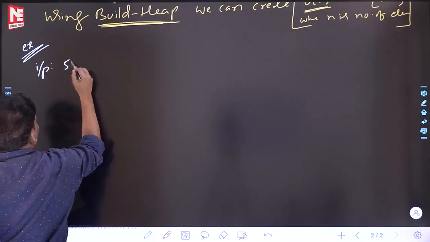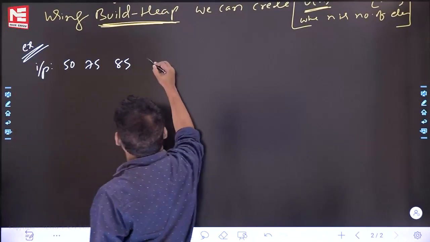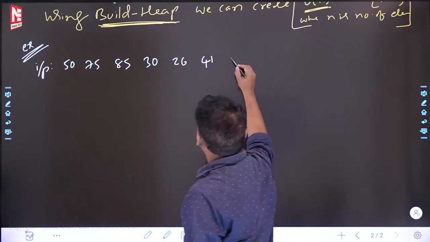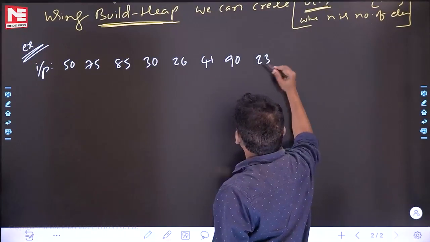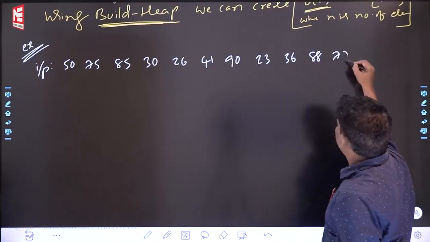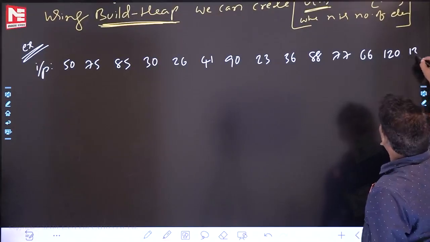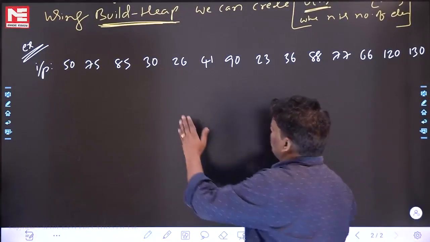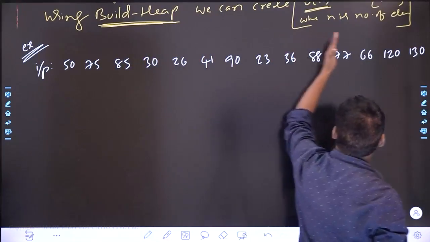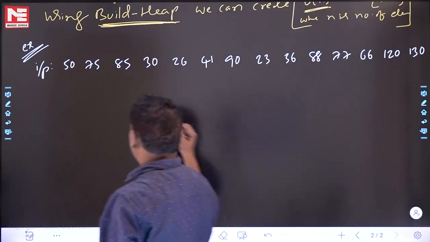Let me write now. 50, 75, 85, 30, 26, 41, 90, 23, 36, 88, 77, 66, next one 120, 130. There may be so many elements. Let me count here. 3, 9, 12, 15. 15 elements are there. If you want, I will add a few more elements.